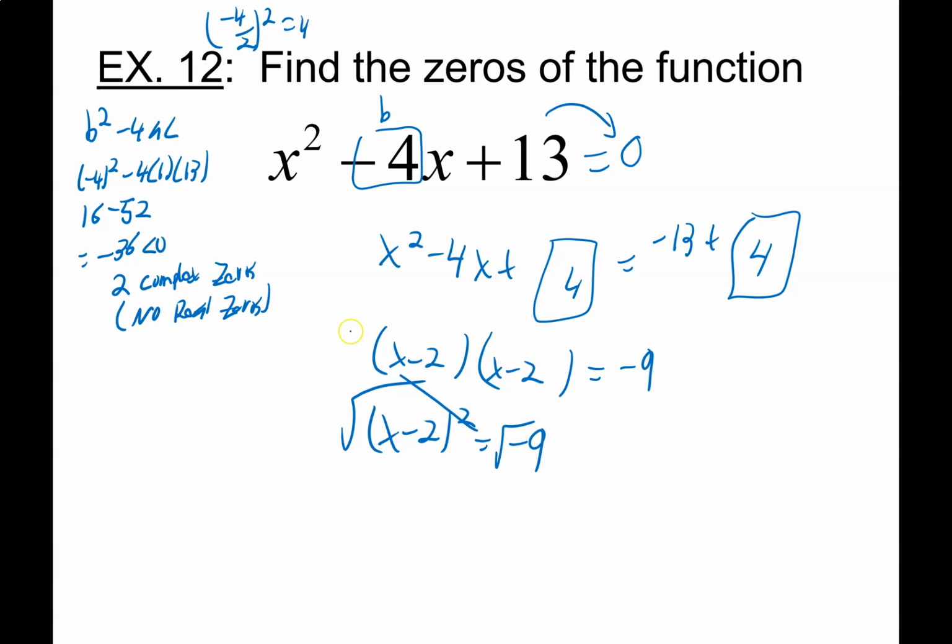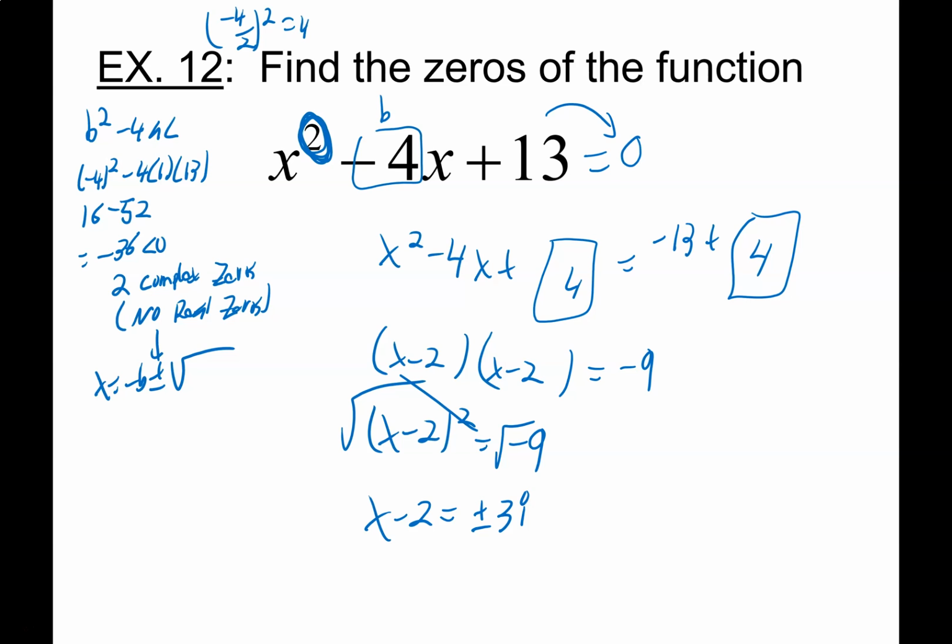And when I square root it, I get x minus 2. Again, the square root of negative 9 is 3i. But since I need 2 solutions, because that's my degree, I hit it with a plus minus. That's also why, in your quadratic formula, it has that plus or minus. That's to get the 2 answers.